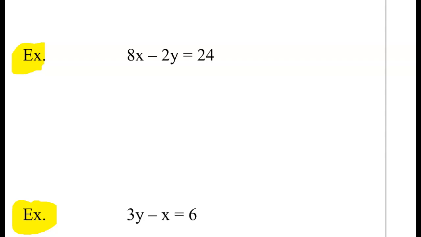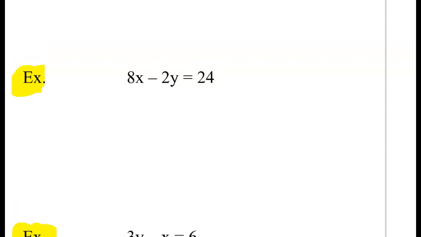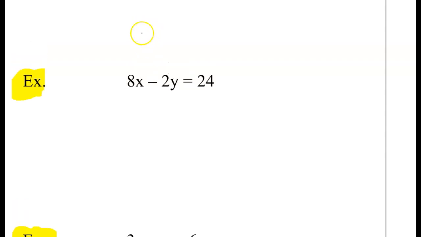When you have a standard form equation, the generic standard form equation looks like this: AX plus BY equals C. You have both your X and Y on the same side of the equal sign, and then you have a singleton number on the opposite side of the equal sign. So this first example that we're looking at, let's talk about what do I do with an equation like this.